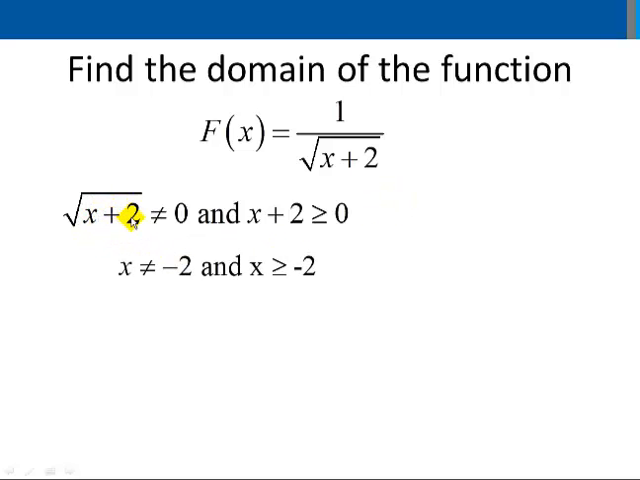If the square root of x plus 2 is not equal to 0, it must be true that x is not equal to negative 2, and if x plus 2 is greater than or equal to 0, then x must be greater than or equal to negative 2. The intersection of these two conditions would give us x being greater than negative 2 as our domain for this function. In interval notation, this would be the open interval from negative 2 to infinity. In other words, all real numbers x such that x is greater than negative 2.